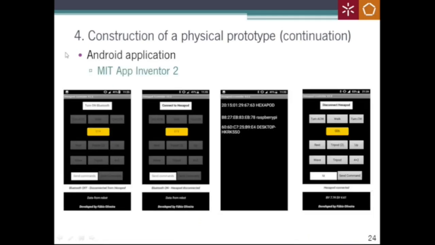The application development was carried out on the free online platform MIT App Inventor 2. The application allows you to search for available Bluetooth devices and connect to the robot, select the type of movement for translation and rotation, land and lift the robot, send special commands, and display the voltage read from the battery and servo motors.